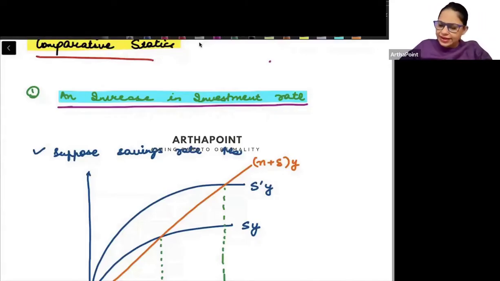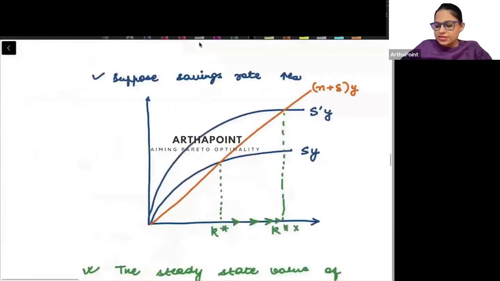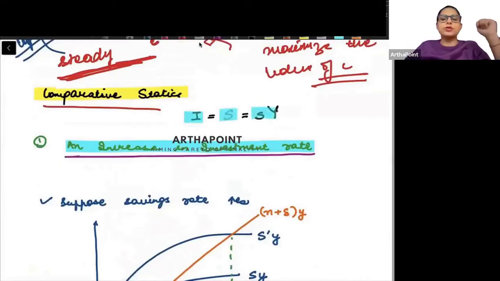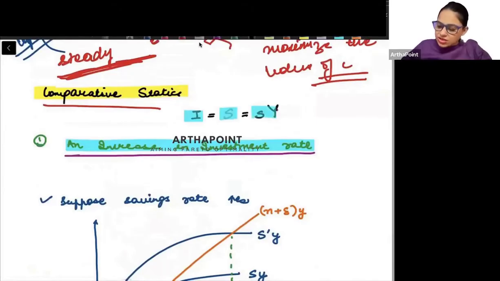So we know that investment was equal to savings, and savings was some proportion of income, right? Investment is equal to savings, and savings is some proportion of income. Now let us assume that there is an increase in the savings rate, the amount of savings done by the households has increased. So what will happen?